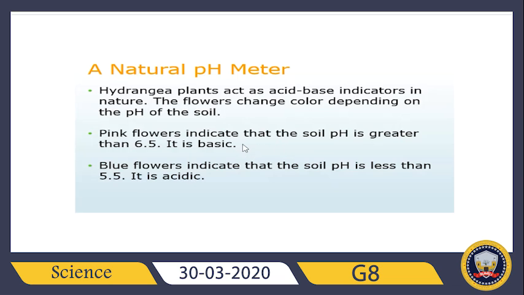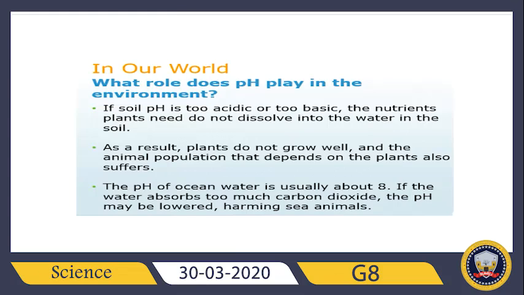So if the soil is basic, we will have what? We'll have a pink flower. But if the pH of the soil is less than 7, then it's an acidic soil, and the color of the flowers will be what? Will be blue. So now, guys, an important question: what role does pH play in the environment?